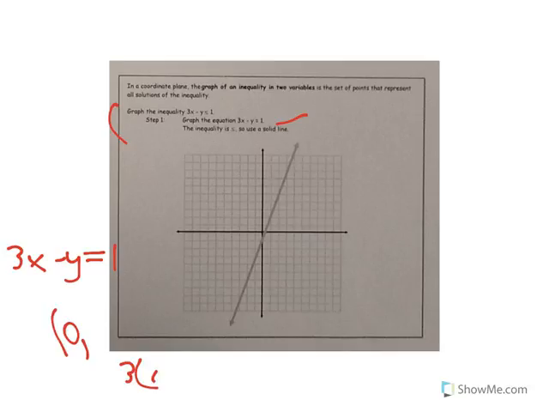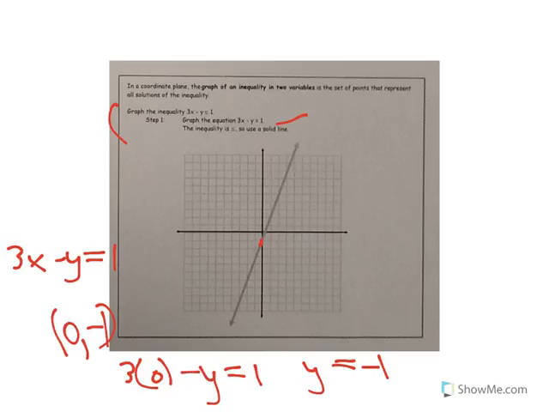So it's going to be 3 times 0 minus y is equal to 1. So y is going to be equal to -1, because negative y is going to be 1. So that's going to be my point right there.